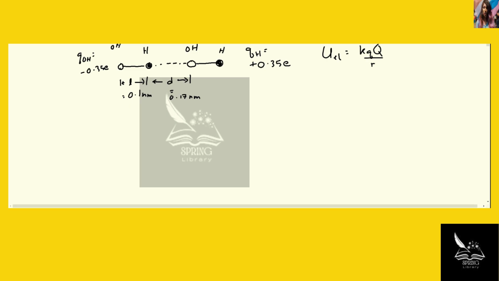Hydrogen bond that involves a dipole for the water molecule that has an OH radical with a charge of minus 0.35 times the electron unit, and a hydrogen radical, which is a positive end of the dipole, which has a positive 0.35 E of charge.